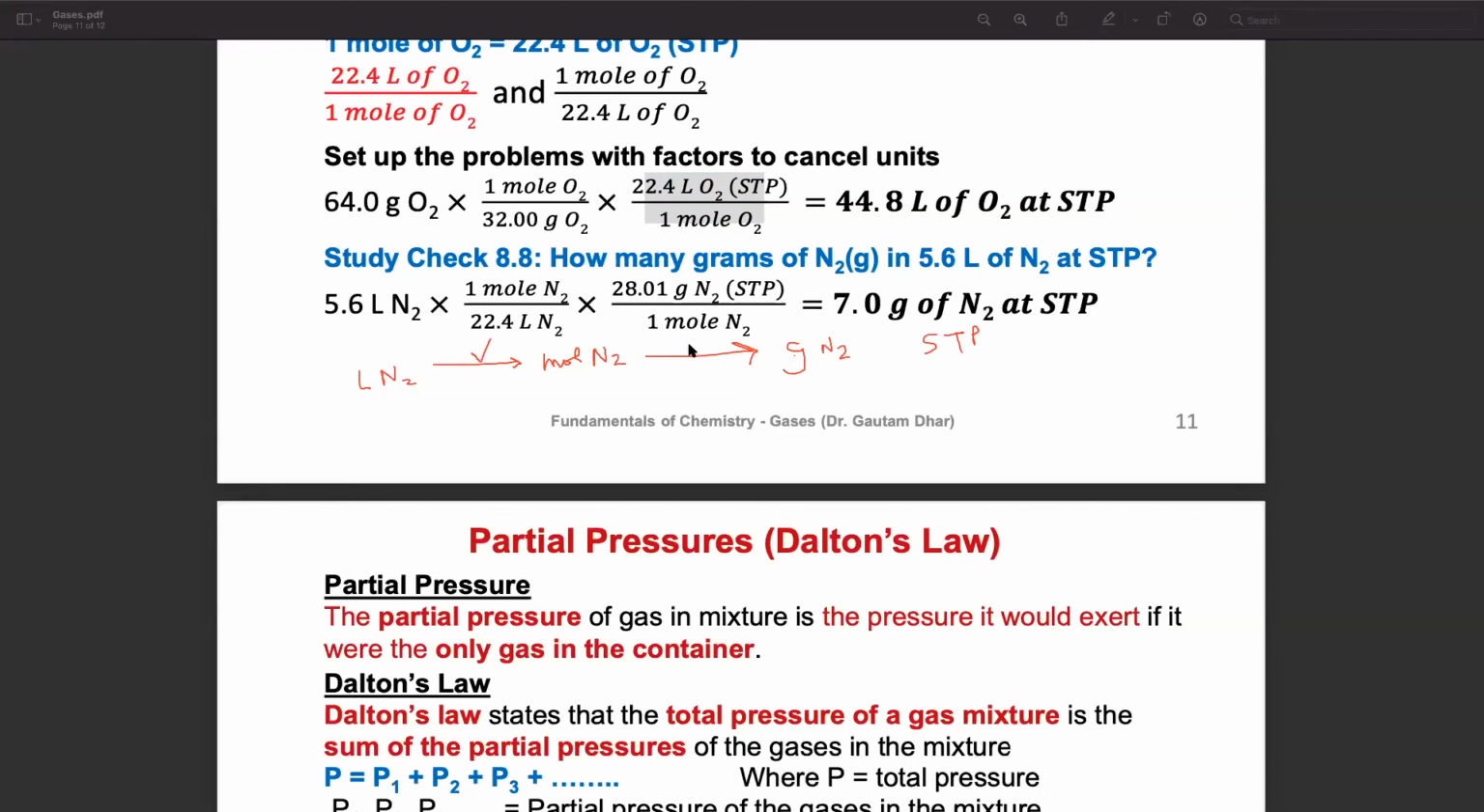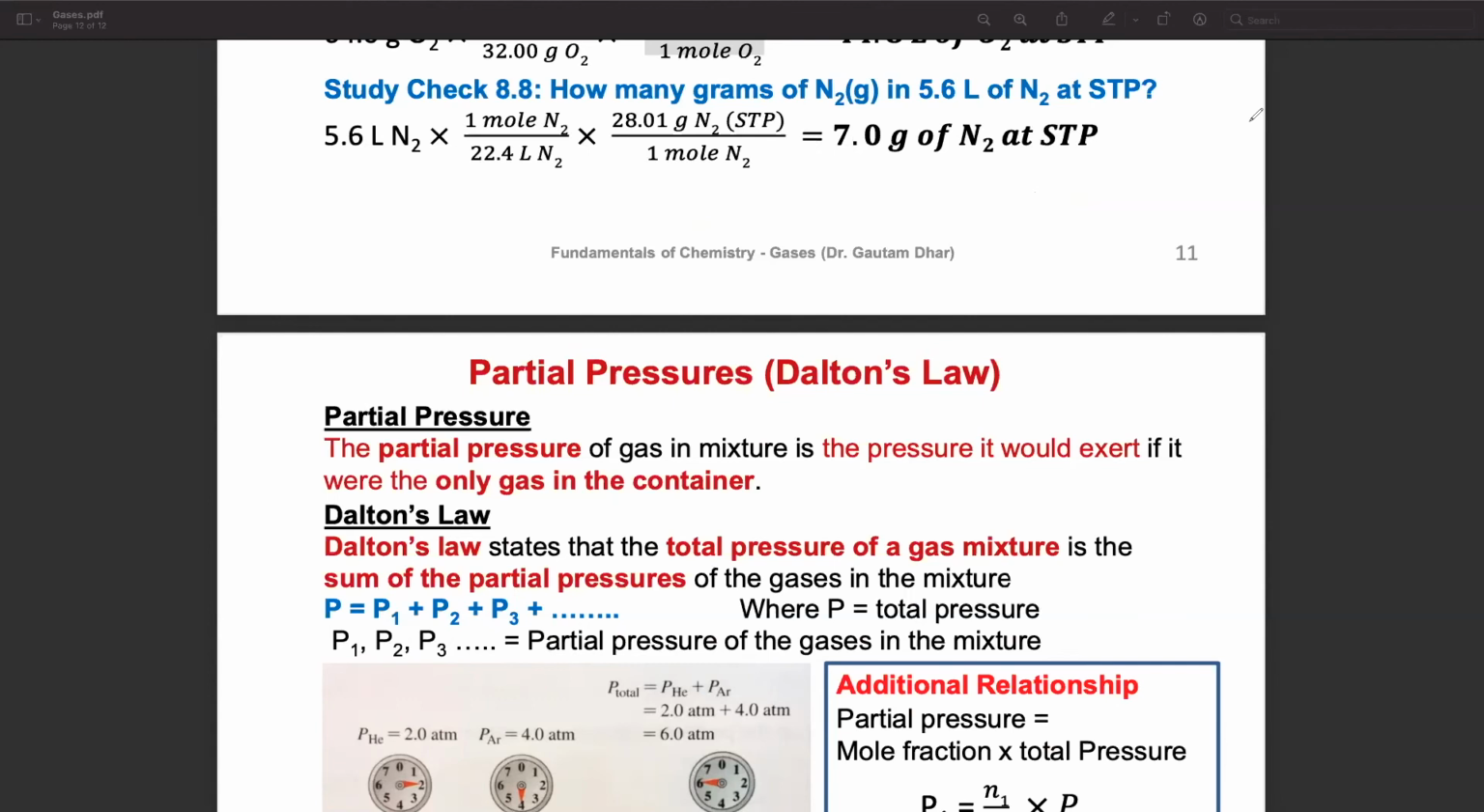So use the conversion factor here, use another conversion factor here, and follow the units. You're starting with liters, and use units for all conversion factors. So liters of nitrogen should cancel out and moles of nitrogen remains. That's your setup of the units. And then moles of nitrogen should cancel out and grams of nitrogen remains. So put the numbers in and do it in the calculator. I'm getting 7.0025. You have to convert that to two significant figures because 5.6 liters has two significant figures.